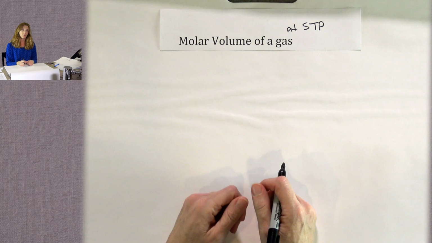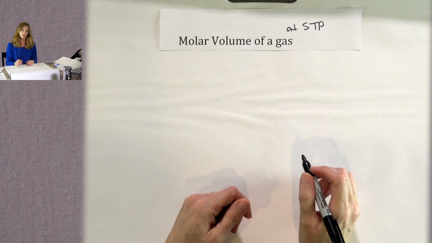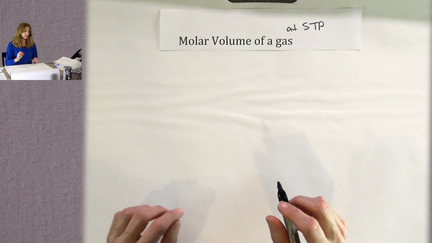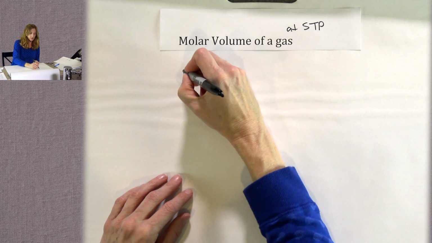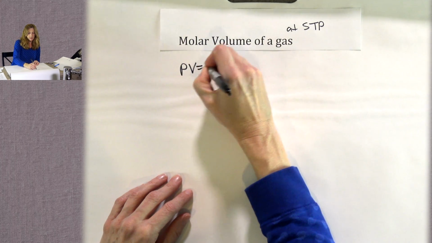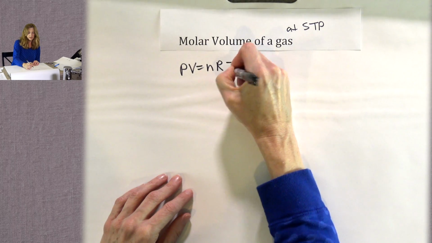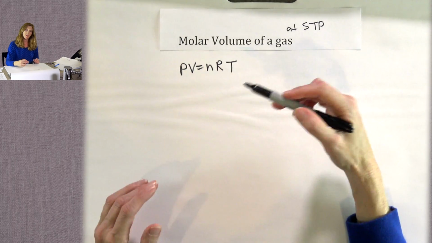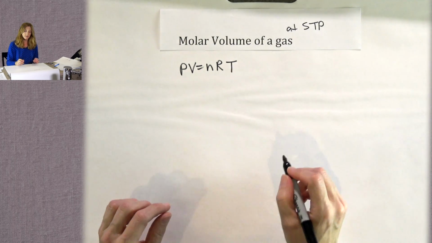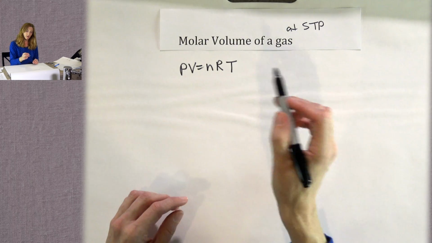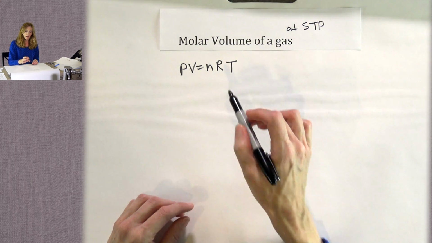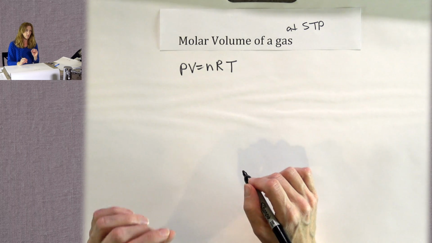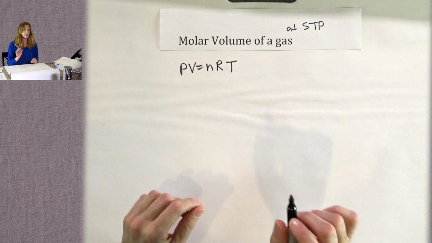Okay, now we're going to talk about standard temperature and pressure and how that relates to the molar volume of a gas. So we can first look at our ideal gas equation. PV equals nRT. And as we just talked about, in standard temperature and pressure, the temperature and the pressure are always the same. So we can then plug those values into this equation and determine the numeric relationship between volume and moles of an ideal gas.